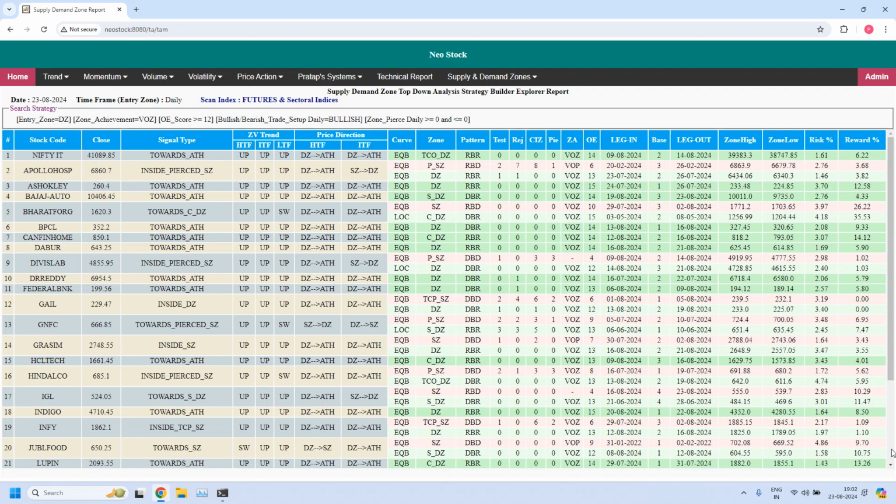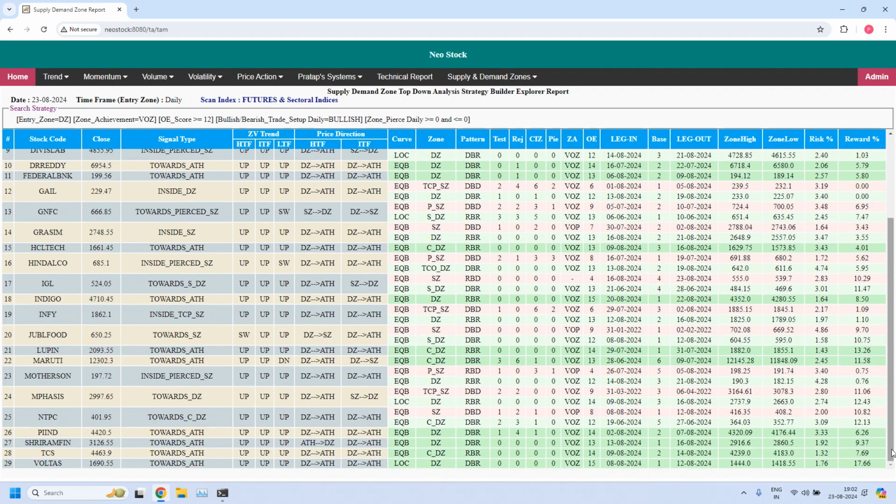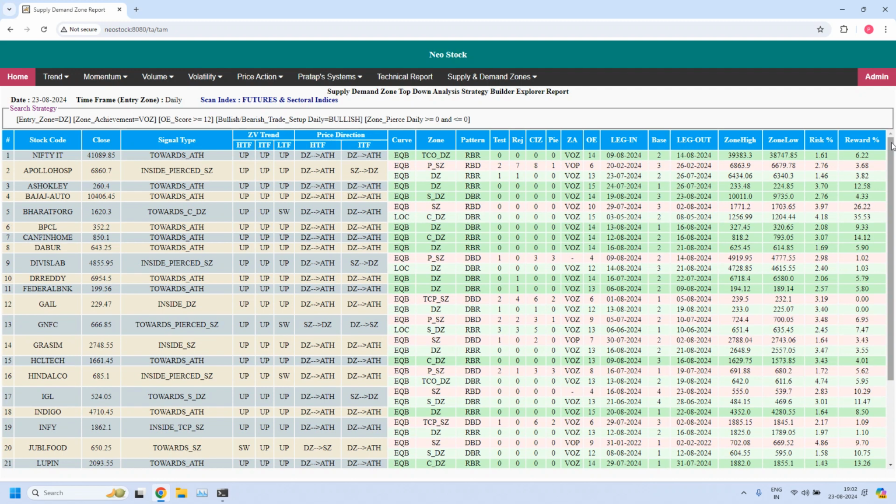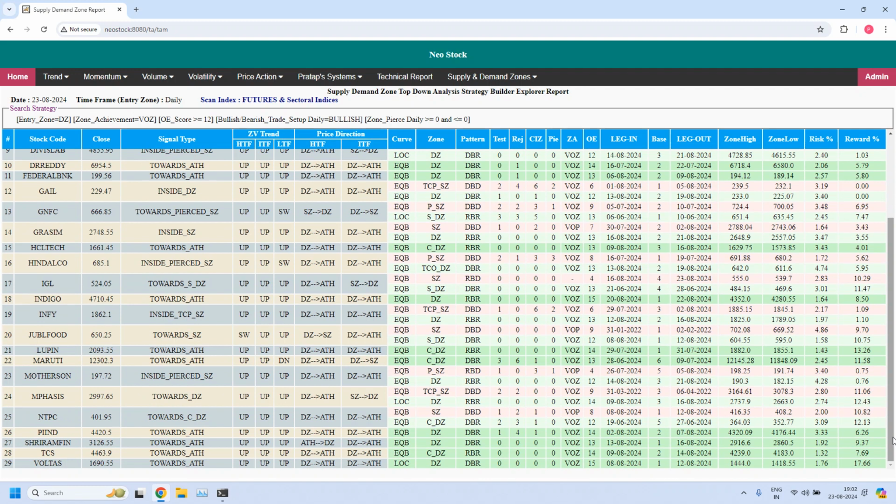Let me scroll the list down. So 29 stocks. So these 29 stocks are currently supporting bullish trade setup for monthly income trade.